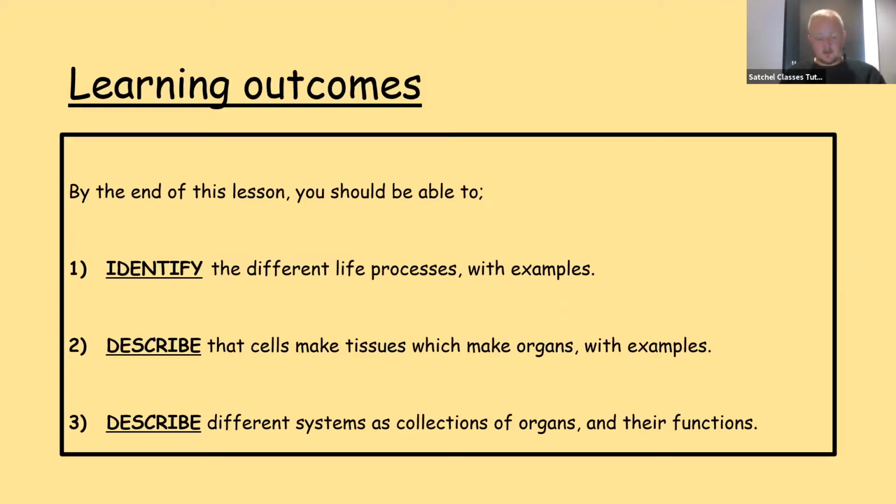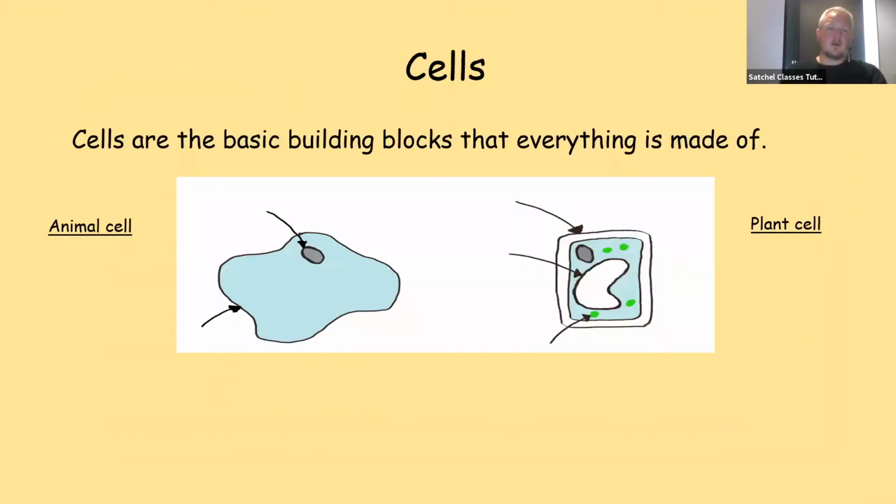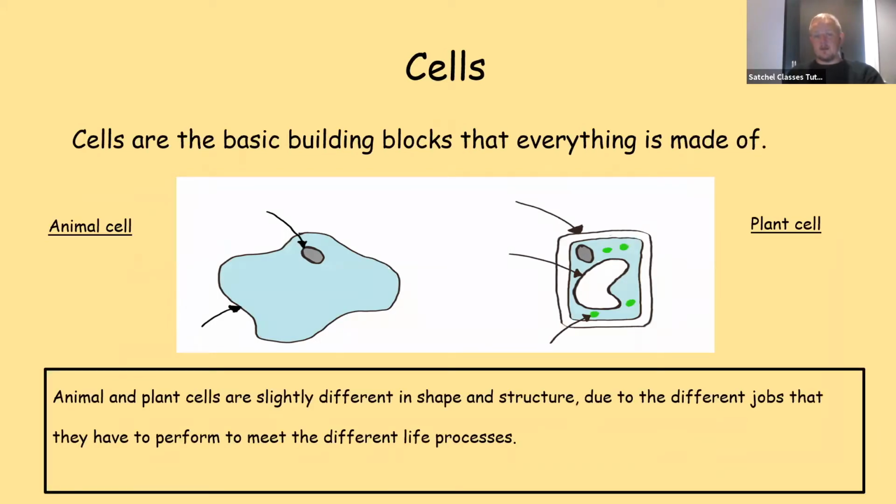Next step, describe that cells make tissues which make organs with examples of both. Cells are the basic building blocks that everything's made of. Here we have two drawings, one on the left of an animal cell with some features highlighted with arrows, and one on the right of a plant cell, again with some features highlighted with arrows. Animal and plant cells are slightly different in shape and their structure, what they have inside them, due to the different jobs that they have to perform to meet the different life processes.